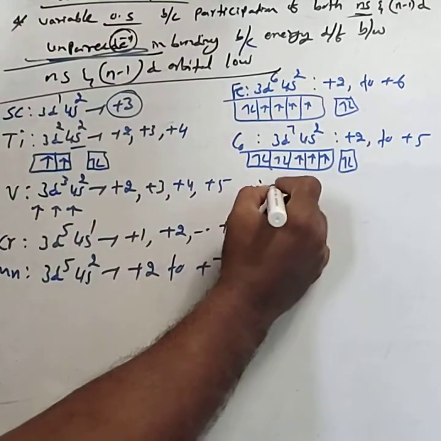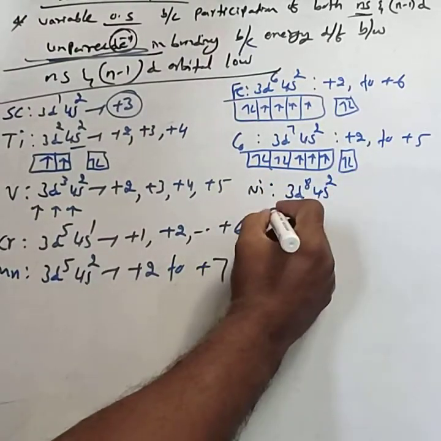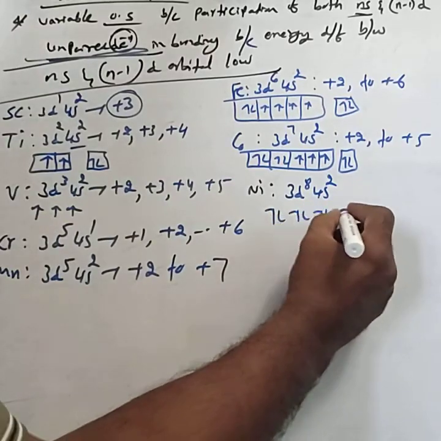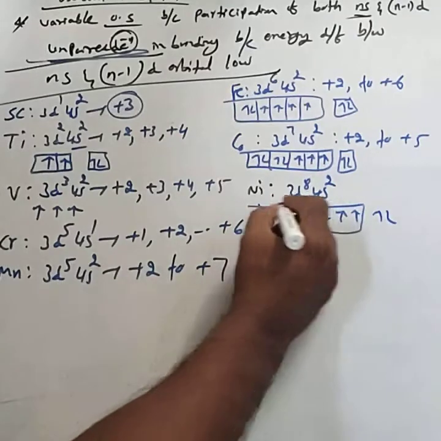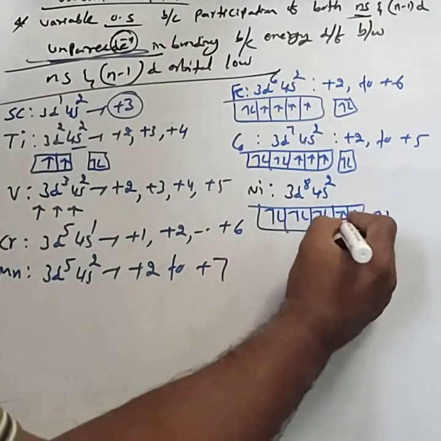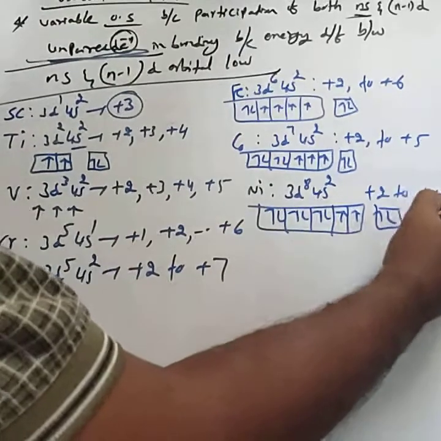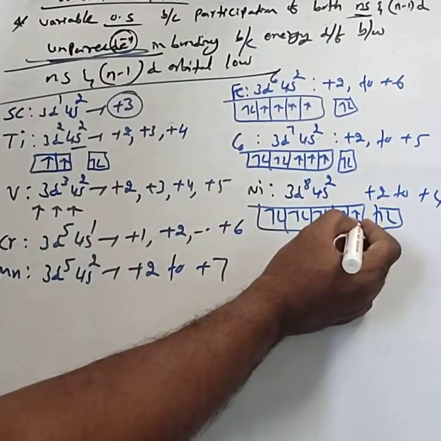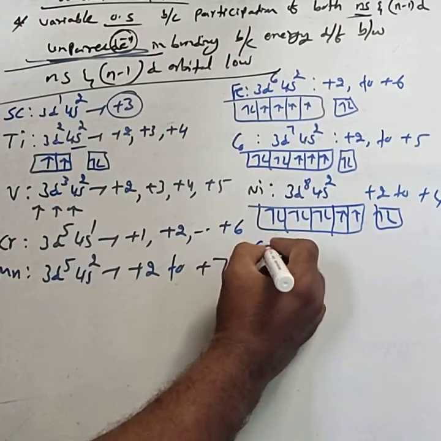Then nickel. Nickel is 3d8 4s2. 3d8 means 3 get paired, only 2 unpaired electrons. These are the unpaired electrons. Hence it shows +2 to +4: +2 by using s, then +3, and this one +4. Iron, cobalt, nickel, then copper.